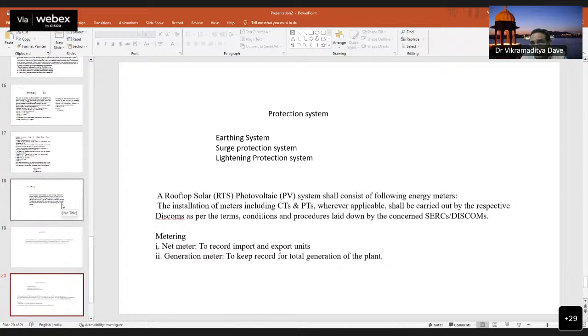Now, you have got how much array you have to install and what rating of inverter you have to install. Then you have to keep the protection system in mind as an engineer. Okay, this is very important, and it may cause a fatal accident if it is not taken into account.